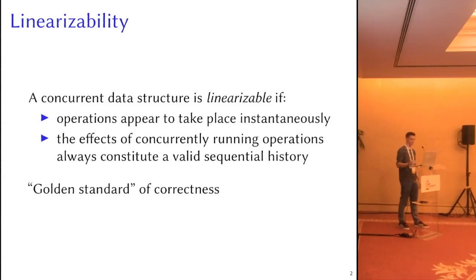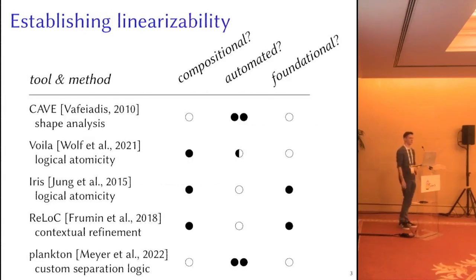what can you do? Well, people have researched this, and so there's various tools available. I've listed some of them on the slides. There are more, and some properties of these tools. For example, there's the Voila tool, which uses logical atomicity to establish linearizability. Logical atomicity itself is a compositional notion, and in the Voila tool you have some degree of automation in that you can write proof outlines and these are checked for you. And finally, the Voila tool is not foundational, meaning that you don't get an independent proof in a proof assistant, unlike some other tools out there.